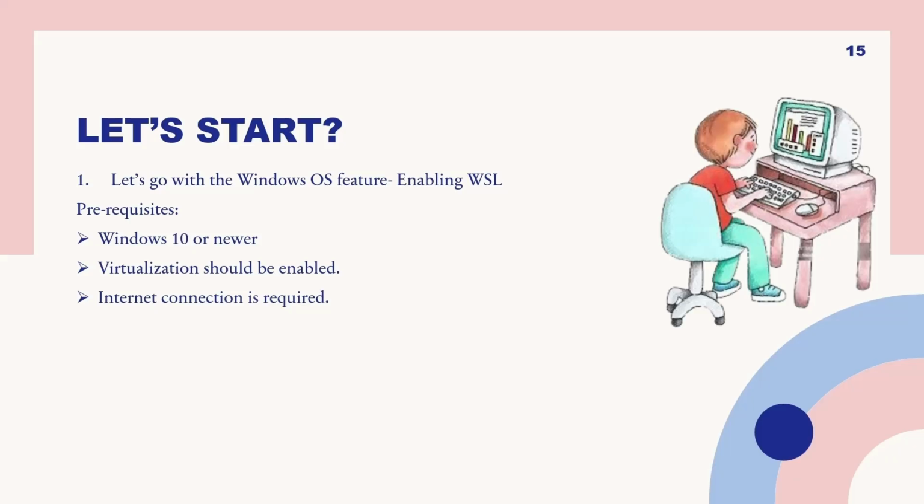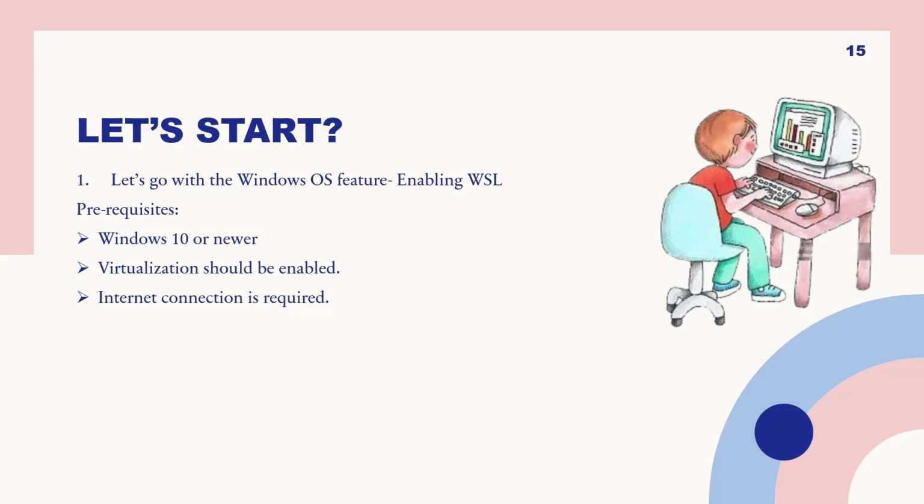Hello guys, in this section we will learn how you can use the Windows WSL feature for using a Linux VM. Of course, there are some prerequisites for that. The first one is that it should be Windows 10 or newer, and the second one is that virtualization should be enabled. So how can you find out if your virtualization is enabled or disabled?